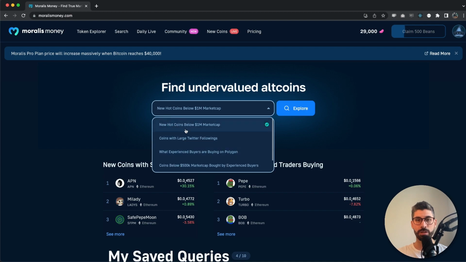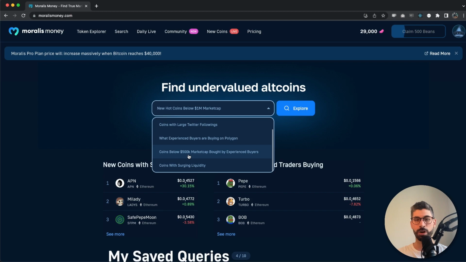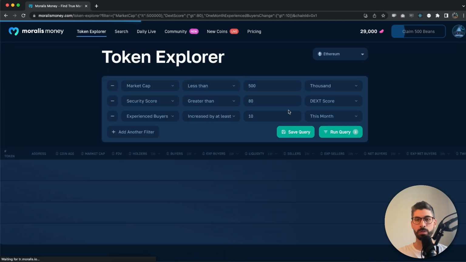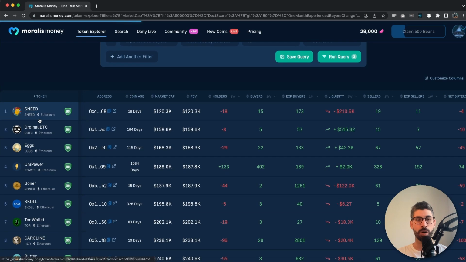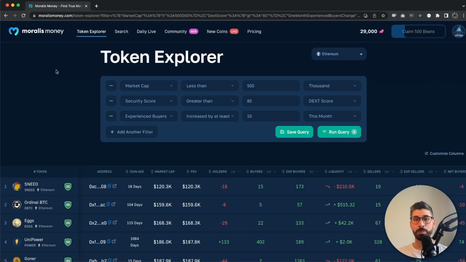queries. You have this top new hot coins below 1 million market cap, and you have these coins below 500k market cap bought by experienced buyers. So you can play around with this. It's probably a different list than the other one. This has a high DEX score right here. It has much more liquidity than the other predefined search query. And we can see a few coins we recognize: Sneed, Ordinals, Eggs. We have Caroline right here. We have WSB coin here as well. We have Butter. So yeah, take a look, play around.